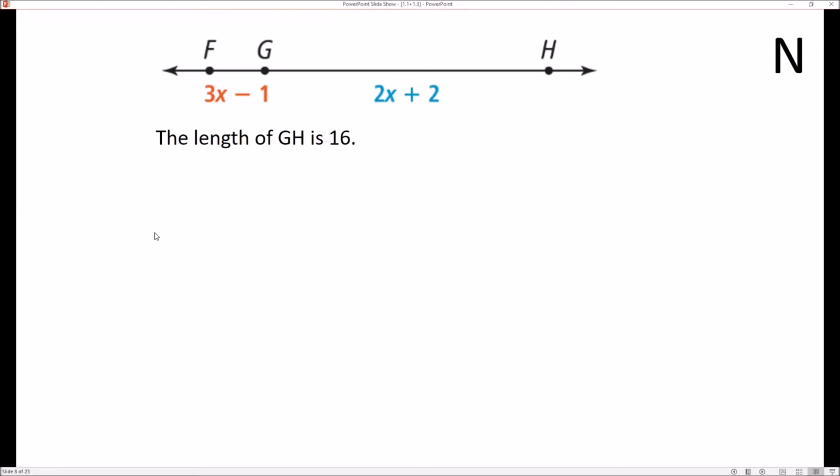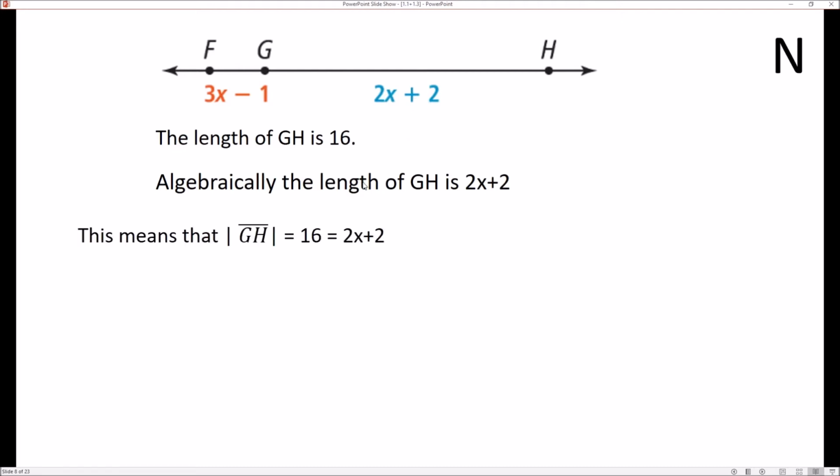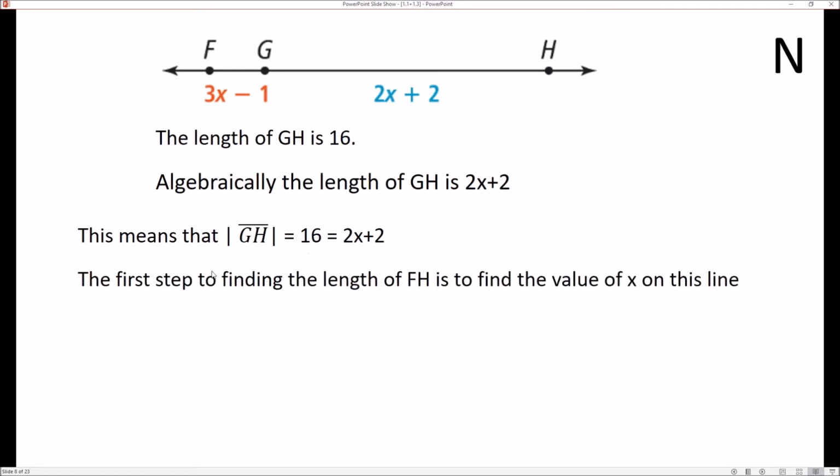So we have the length of GH is defined as 16. Algebraically, the length of GH is 2x plus 2. So this just means we know the unit measure. Let's call this inches. This is 16 inches from G to H, where 2x plus 2 represents the number of inches for any x value that you have. So if I know that GH is equal to 16, which is also equal to 2x plus 2, I can start solving for x on this side of the equation.